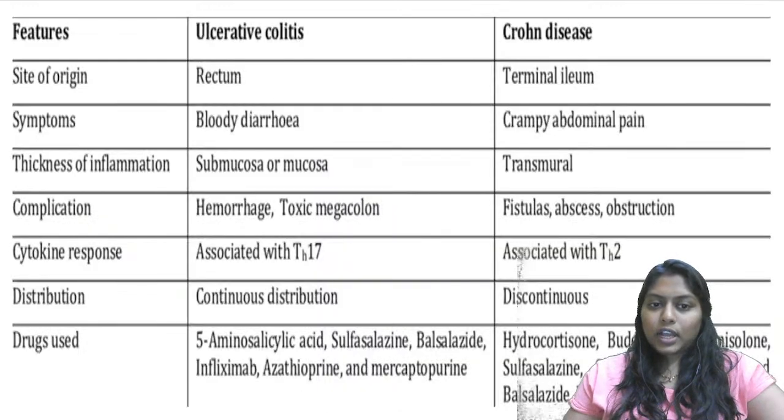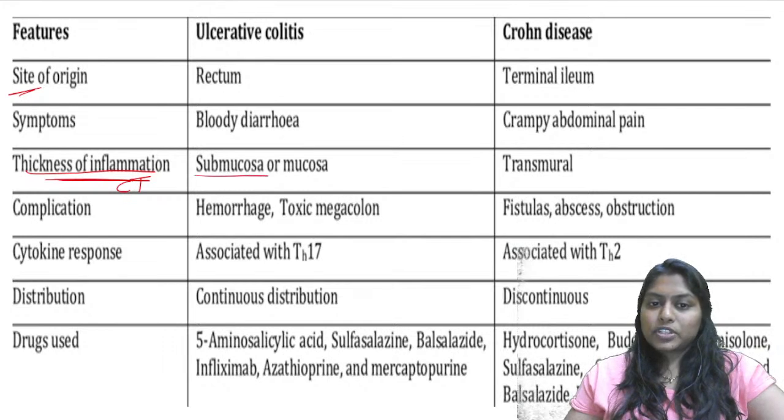Let us also see the other features of ulcerative colitis. The site of origin is rectum for ulcerative colitis, and it is terminal ileum for Crohn's disease. The symptoms include bloody diarrhea for ulcerative colitis and crampy abdominal pain for Crohn's. The thickness of inflammation is the most important one, which we will be able to see in CT in a better way. That is, the submucosa or mucosa is involved.